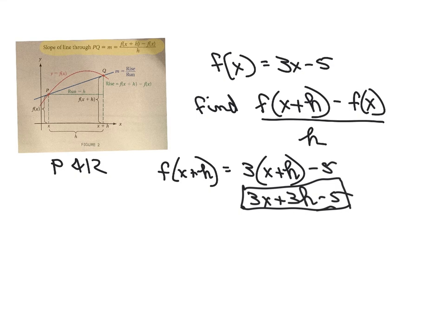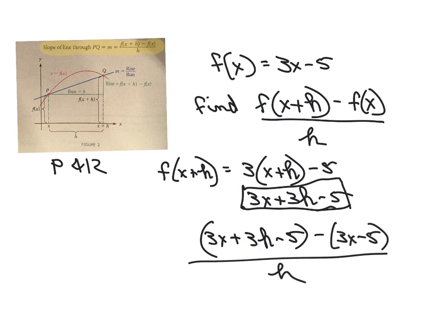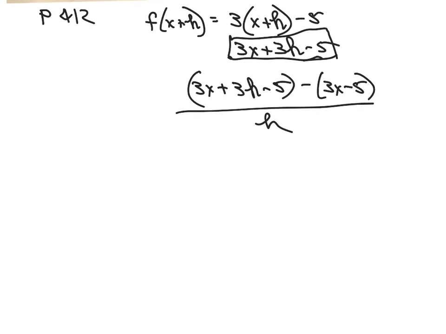So let's take this equation and put this information in for here and see what we've got. So 3x plus 3h minus 5 minus, put that in parentheses, minus f of x. F of x is this right here. All over h. All right, so let's take the parentheses off.